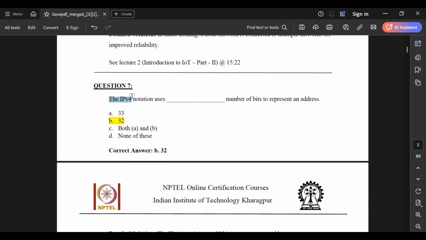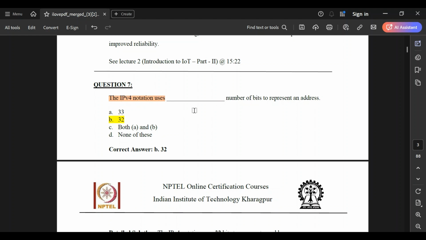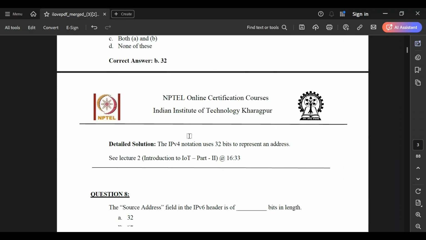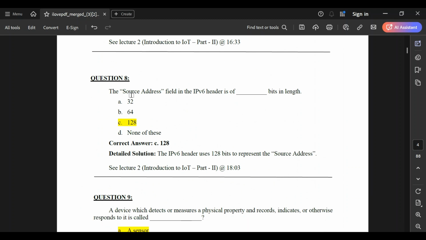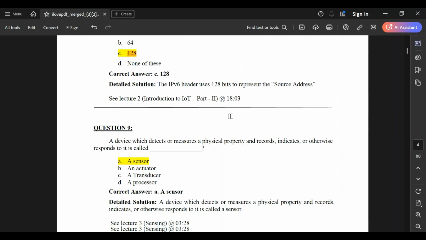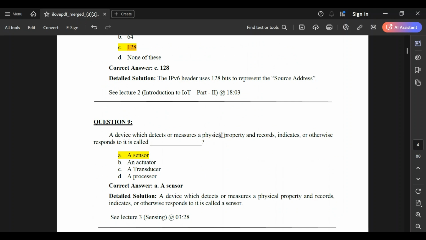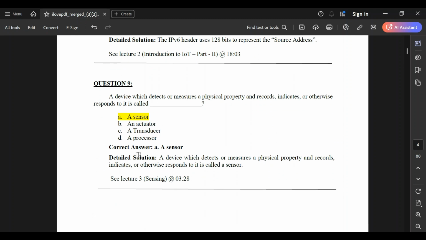And this is the most repeated question, that IPv4 address uses which notation, means which bits. So 32 bits is the right answer for this. Moving to the next question, the source address field in the IPv6 header is of 128. So 128 is the correct answer for this. A device which detects a measure of physical property and record, indicate, or otherwise respond to it is called sensor. So sensor is the only correct option.